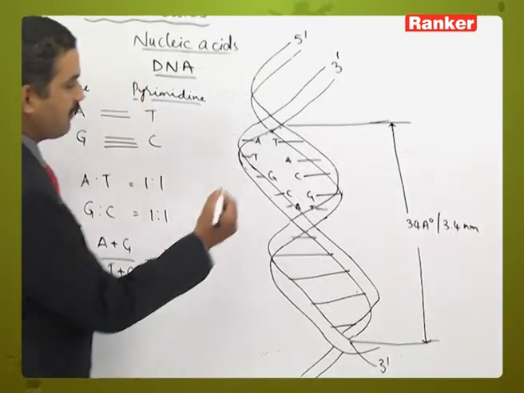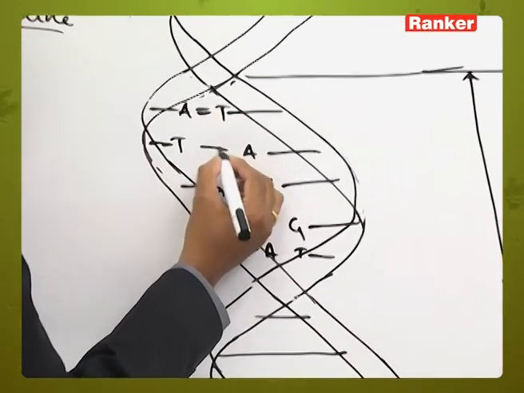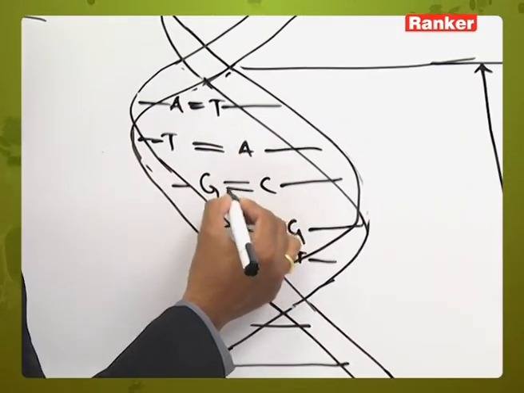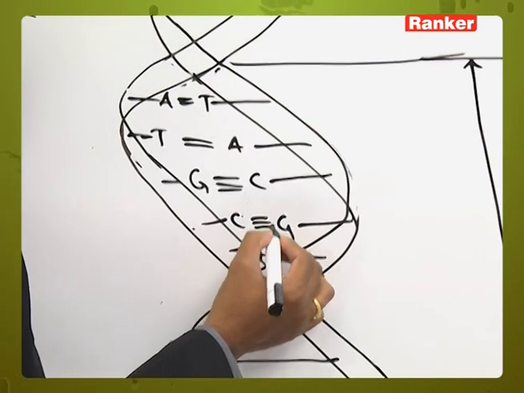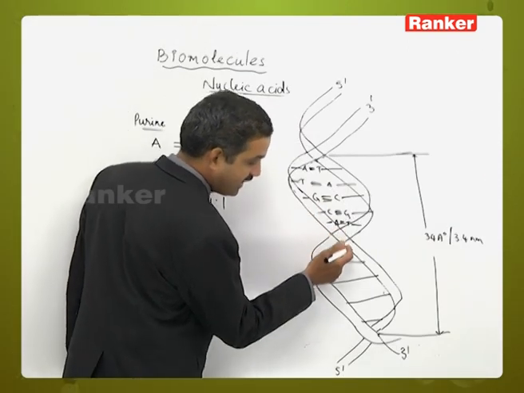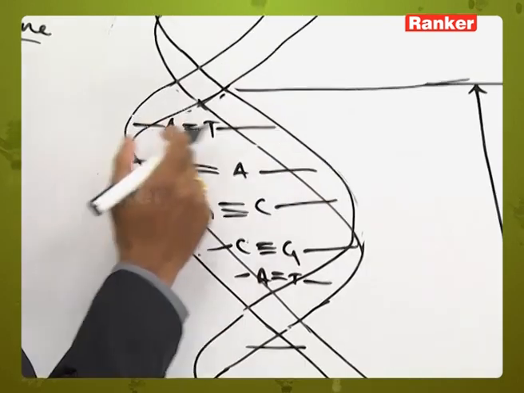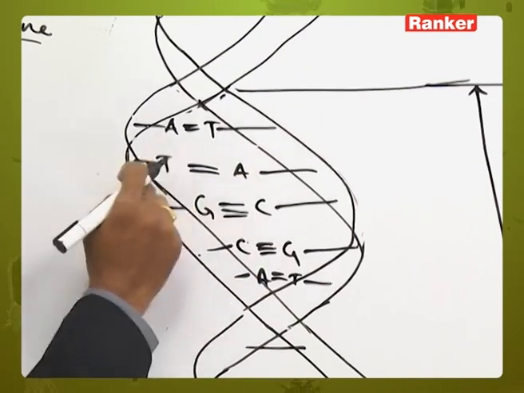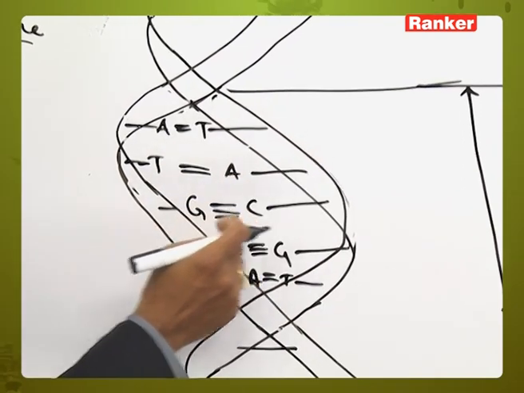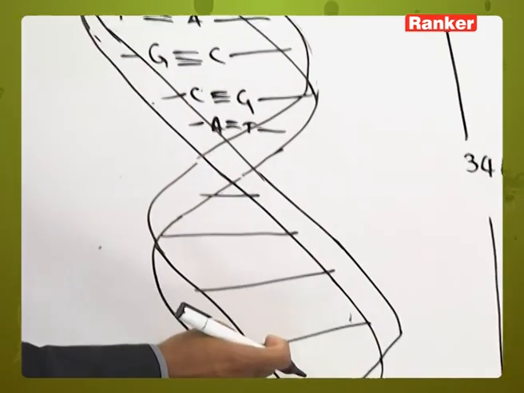Then here, if you take this example, 2 hydrogen bonds, here also 2 hydrogen bonds, 3 hydrogen bonds, 3 hydrogen bonds, 2 hydrogen bonds. Here we have drawn 5 bases, and here also 5. This is one base pair or one nucleotide pair, second base pair or nucleotide pair, third, fourth, fifth, sixth, 7, 8, 9 and 10.